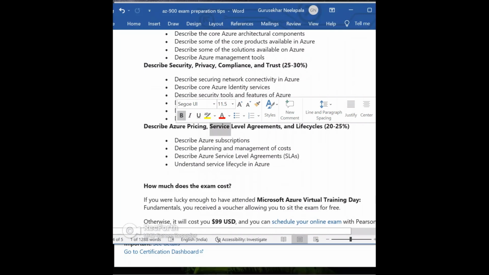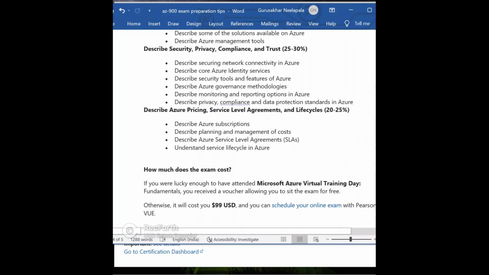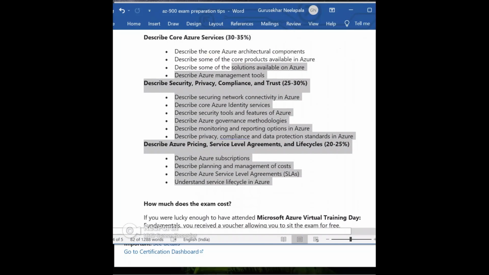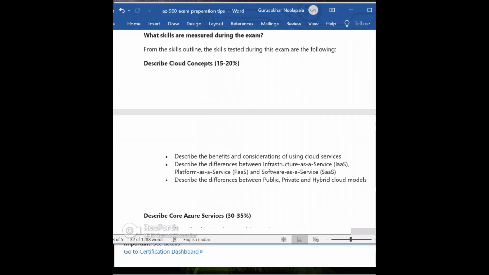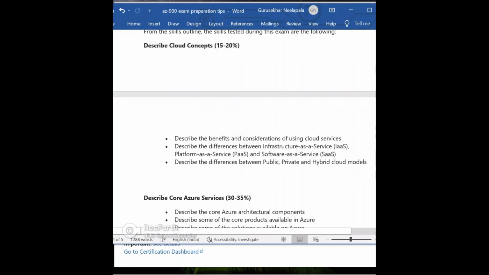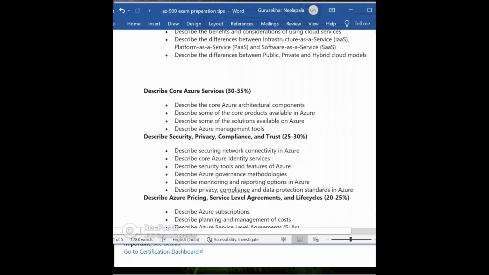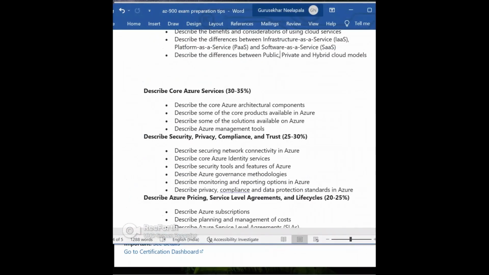And the last one, describe Azure pricing, service level agreements, and life cycles. Here will come Azure subscriptions, planning and management of cost, service level agreements, and understanding the service life cycle in Azure. These are all under what skills are measured during the exam. You will have to make sure you are very familiar with each and every section of the concepts we have covered here.